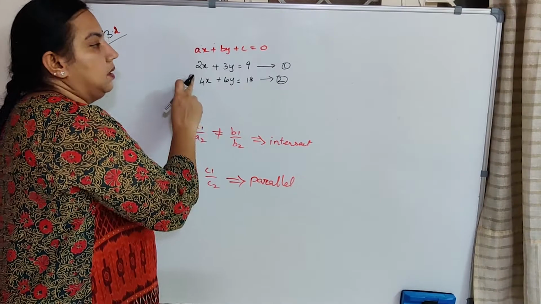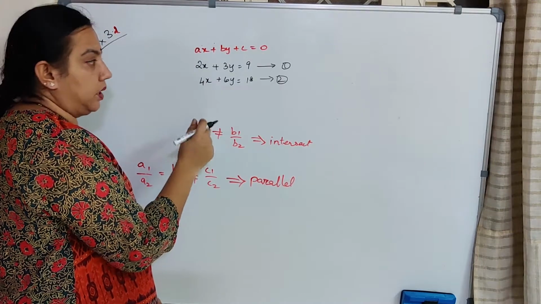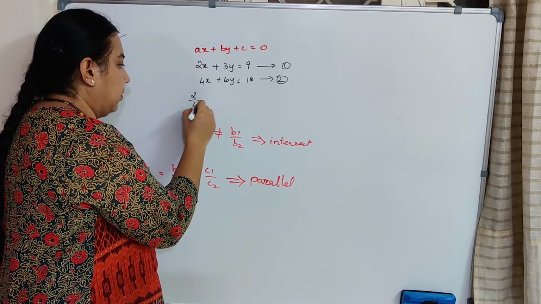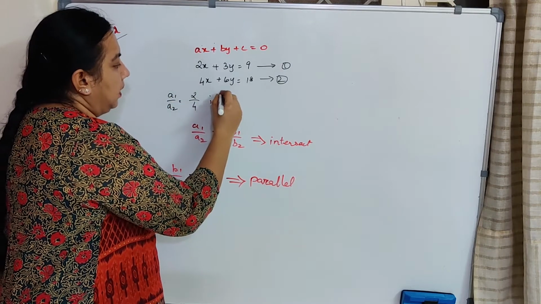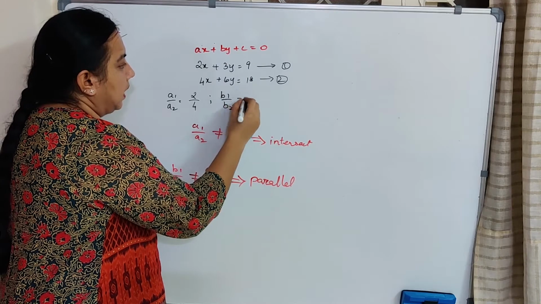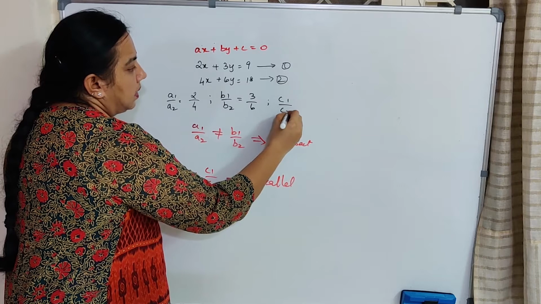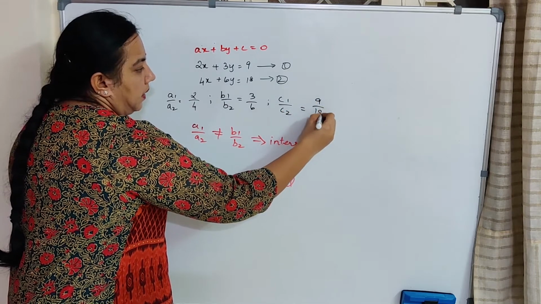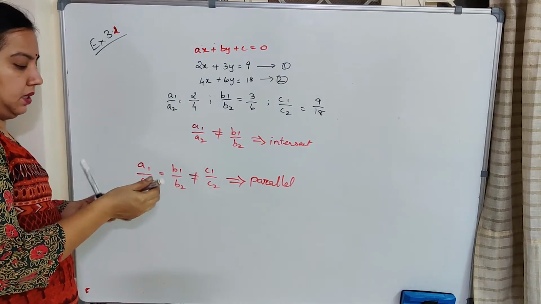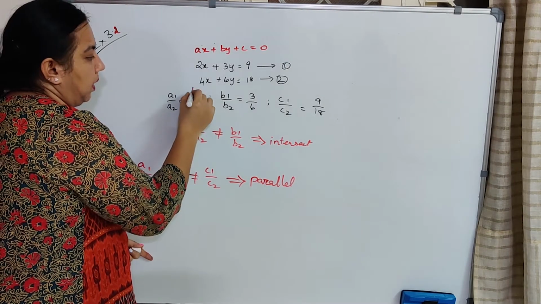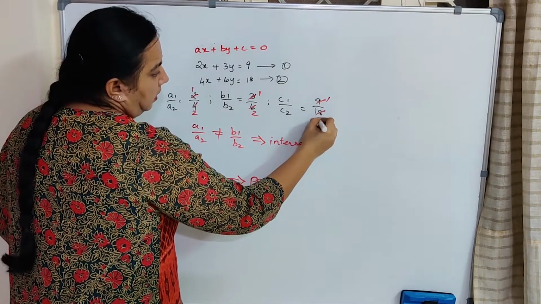Here I have two equations. When I am writing a1 by a2, I write 2 by 4. a1 by a2 is equal to 2 by 4, and b1 by b2 is equal to 3 by 6, and c1 by c2 is equal to 9 by 18. You see that when we simplify it, we get 1 by 2 in each case.